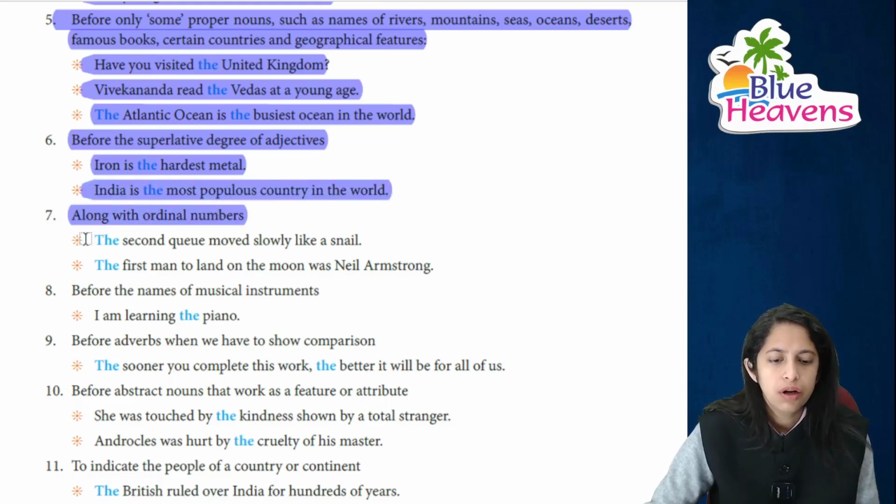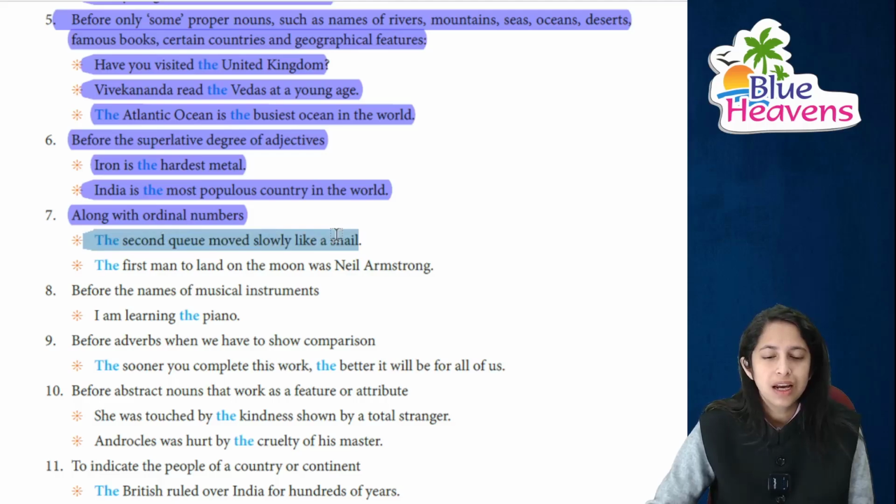Along with ordinals. Ordinal का मतलब क्या होता है? First, second जो हम पढ़ते हैं. The second Q moves slowly like a snail.